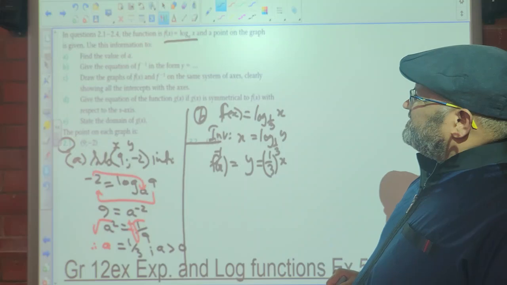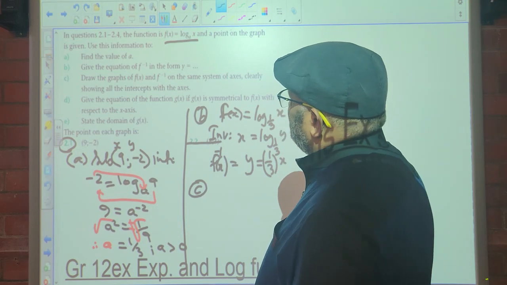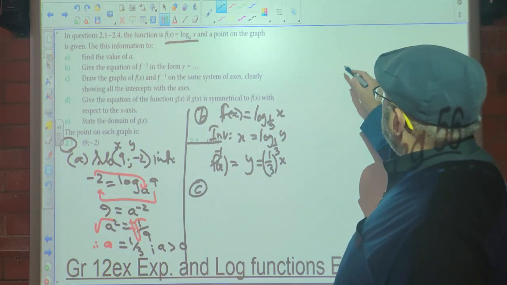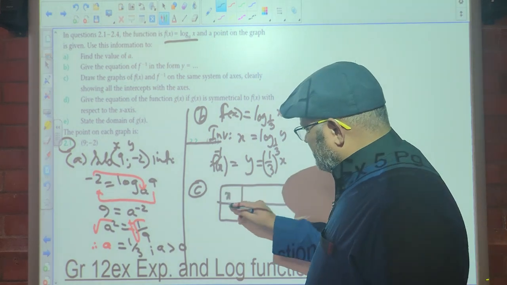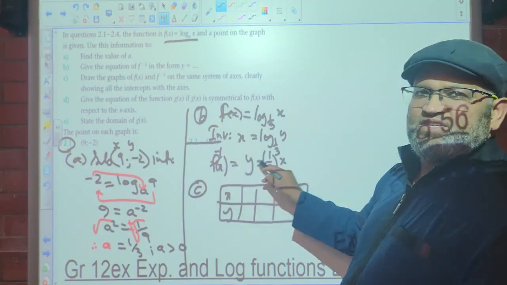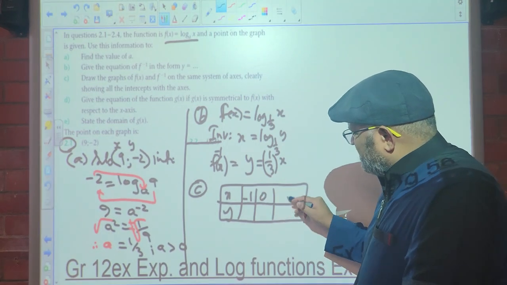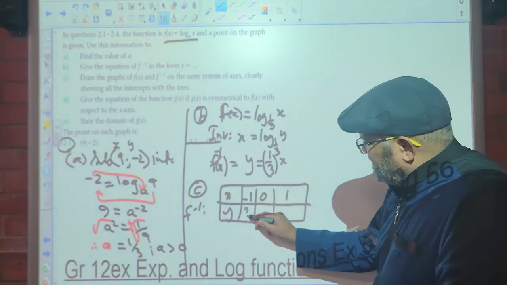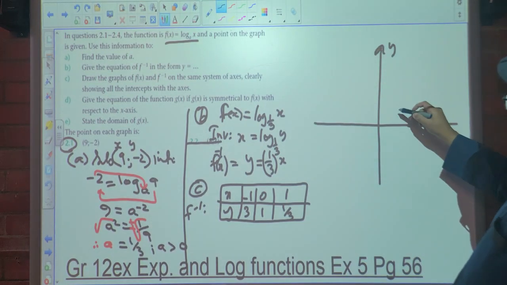Alright. C. Draw the graph of f of x and inverse on the same system of axis. Okay, so we'll start with x and y. Since we are drawing, we can draw the inverse first. Then you don't have to draw the function first. So we go with the inverse first. So it's minus 1, 0 and 1. That is for the inverse function. Okay. So I put minus 1 in here, I'm going to get 3, 1 and a third. So let's draw the inverse first.